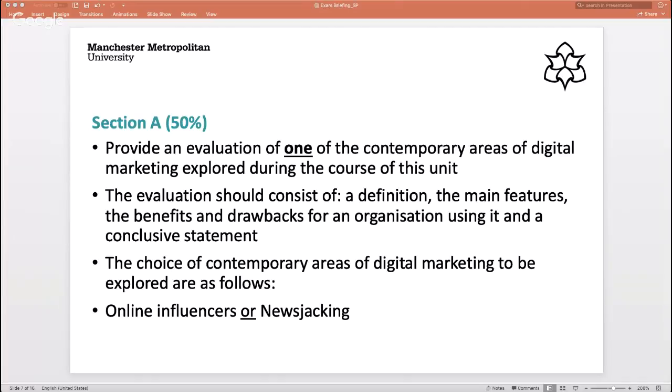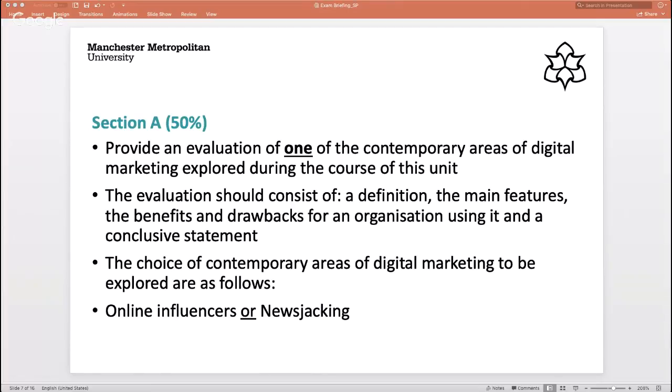So that means in section A, you're going to have to research, define, look at the main features, look at the benefits and drawbacks for organisations, and actually come up with a conclusion for online influencers or newsjacking. So these are going to be 2 lectures that we do throughout the year. So you're going to get a lot more information on that.